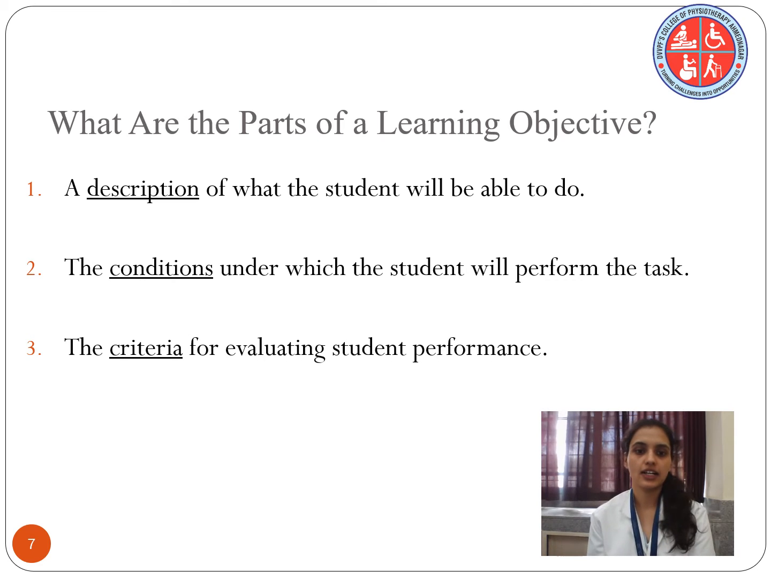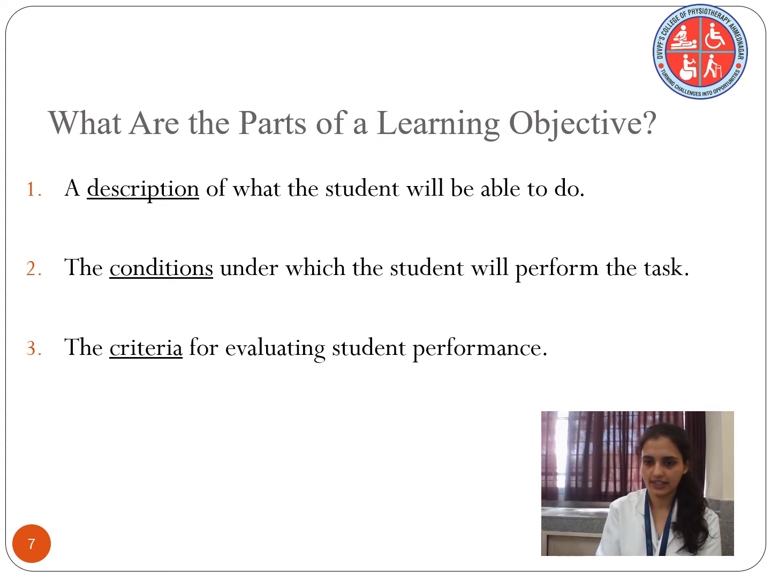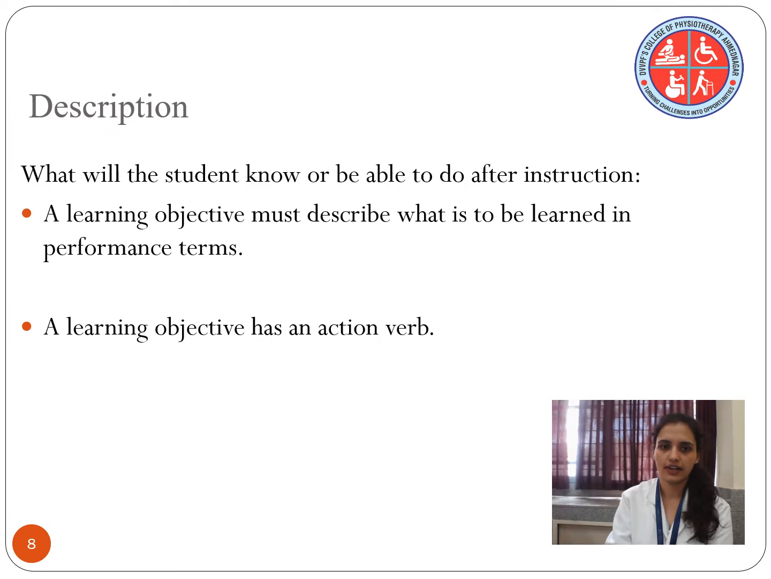Then second is a condition. Condition means under which conditions the student will perform the task. And third is a criteria. Criteria is for evaluating any student performance, like what the student will do about what he has learned previously. So it is the criteria, the points accordingly which he should follow.